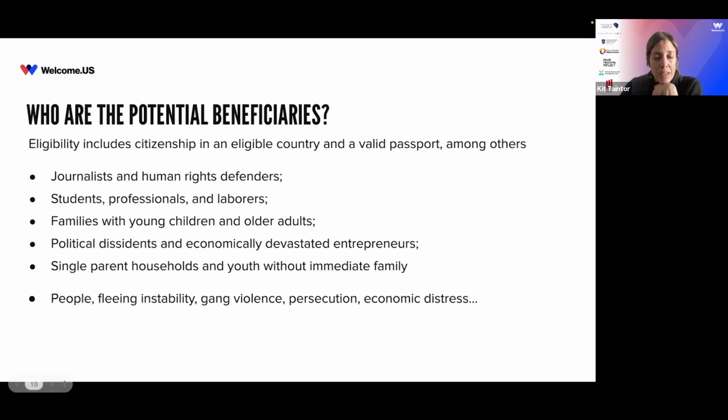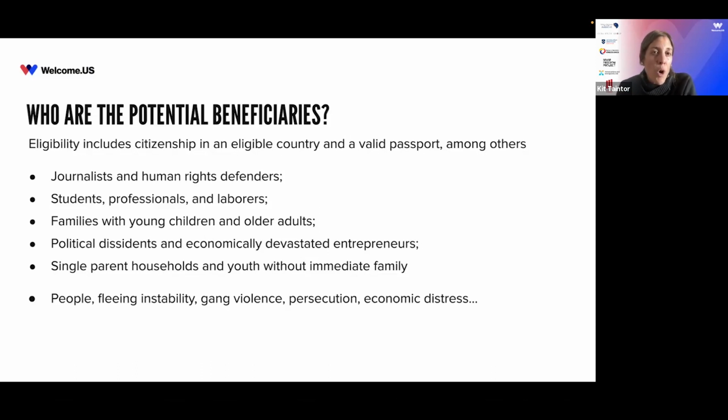As far as beneficiaries, we've talked a little bit about their eligibility, but I really like to think about beneficiaries as people first and foremost. Who could beneficiaries be? They could be journalists, they could be students, they could be professionals, they could be farmers, they could be families with young children, they could be political dissidents or other economically devastated entrepreneurs. They could be single moms. They're people who are fleeing instability, gang violence, persecution, economic distress. So they could be people just like us, living in different countries, facing challenges.